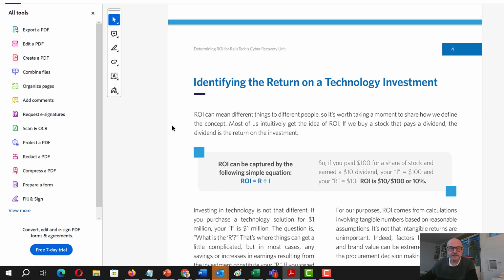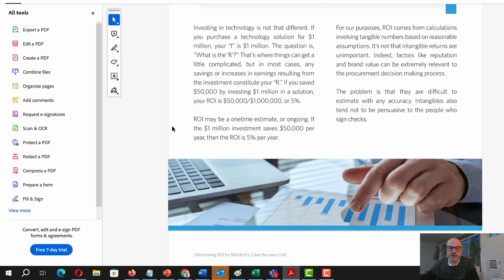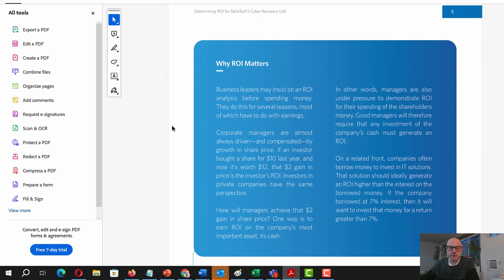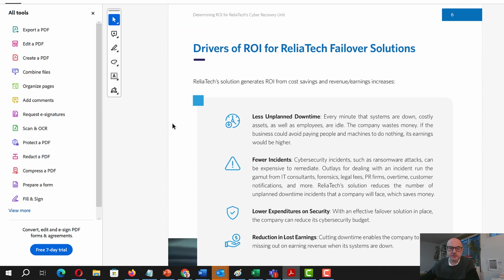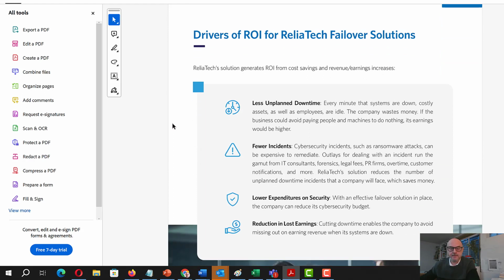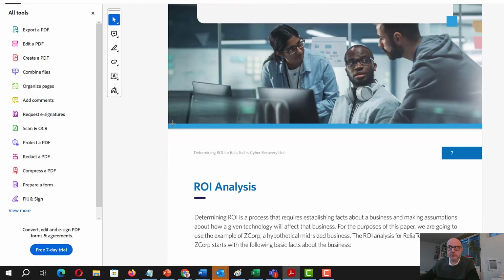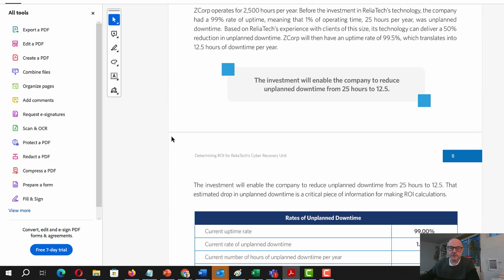It includes an abstract, an introduction that gives you a high level of how the solution works and the ROI. It talks about the problems that your solution solves, and this is customized to your solution. This section talks about how ROI works, which is something that not everybody understands, so I felt it was important to include. And why ROI matters, that's another issue that is helpful to review with people sometimes.